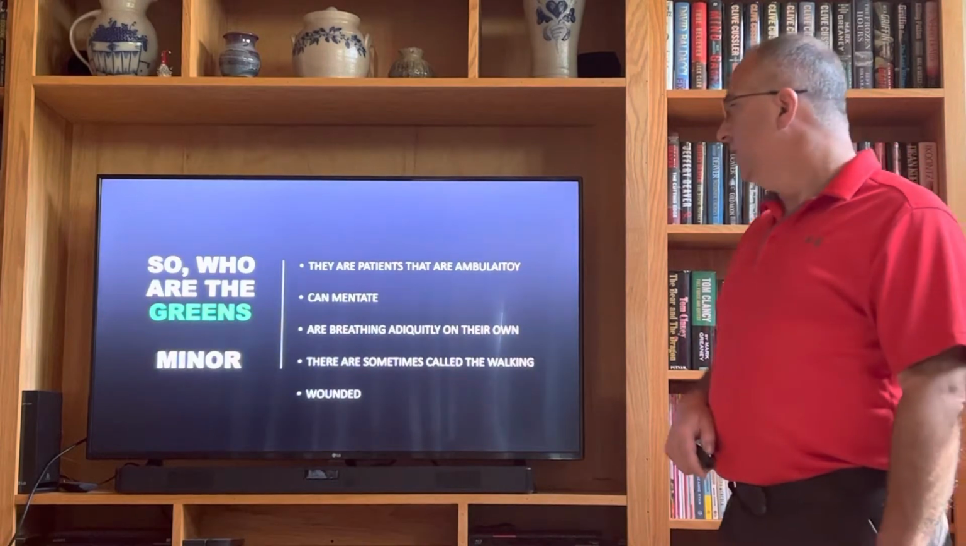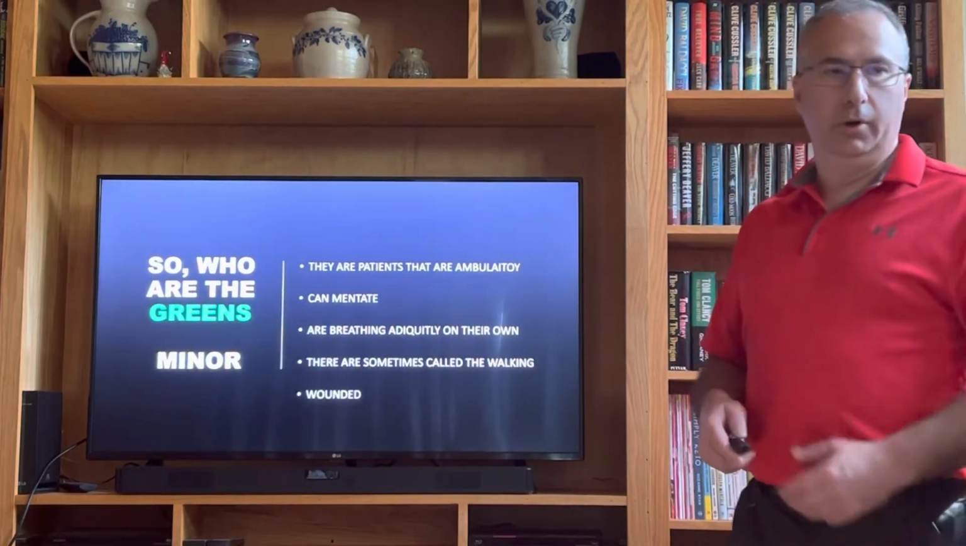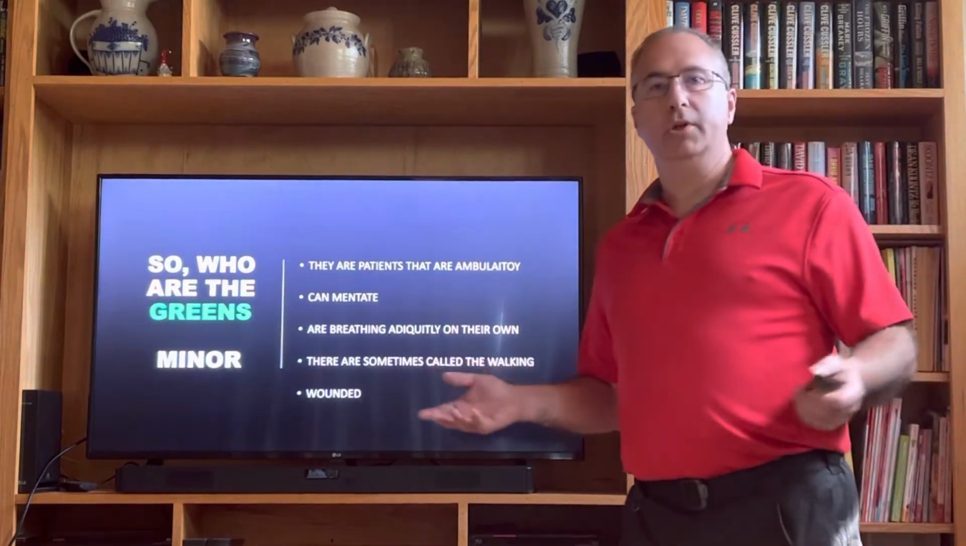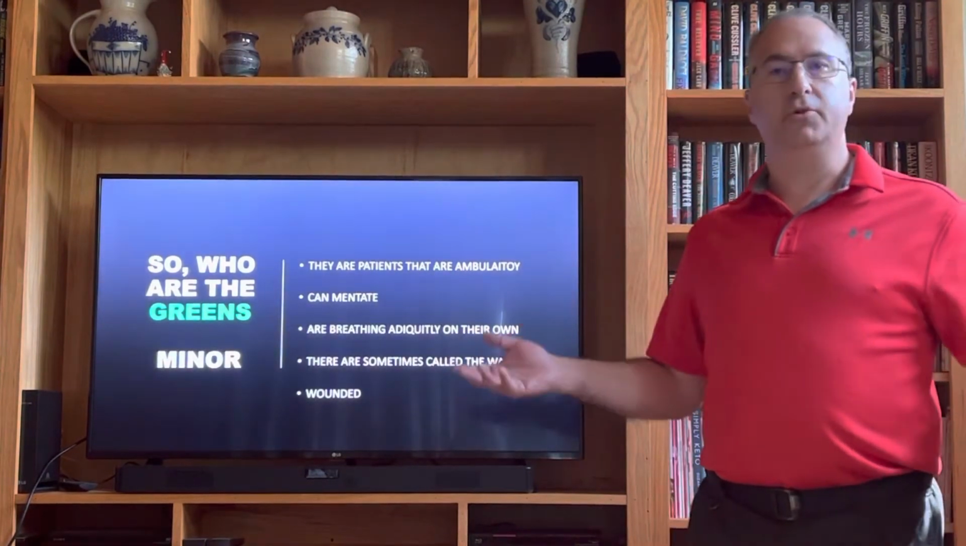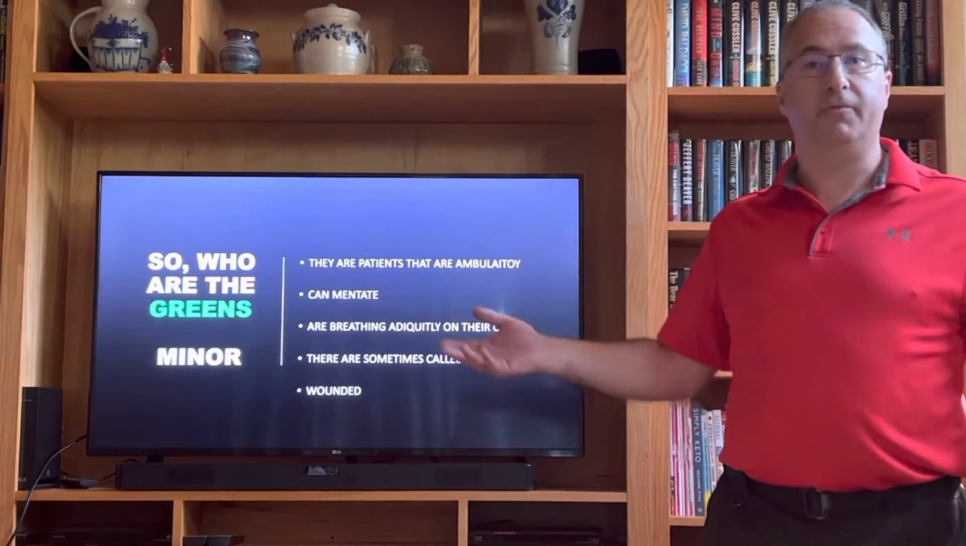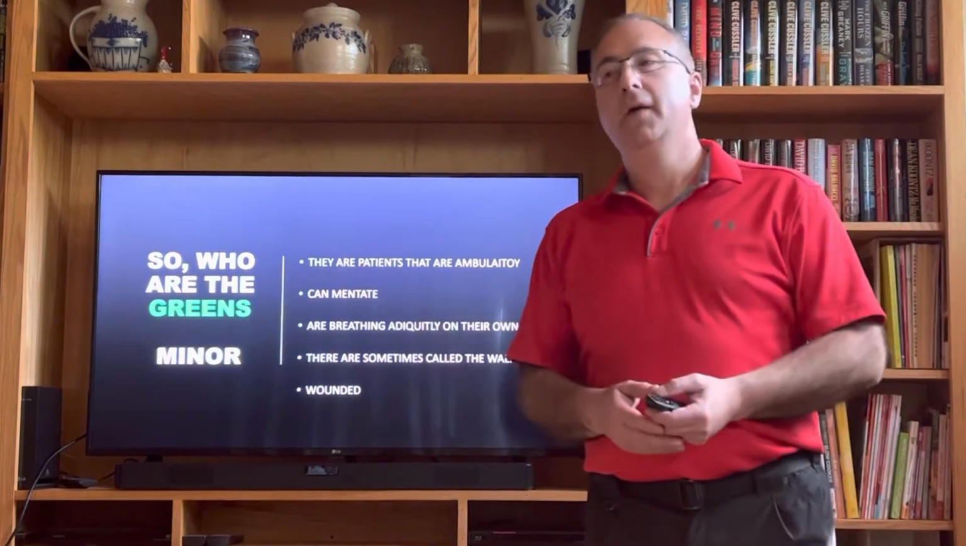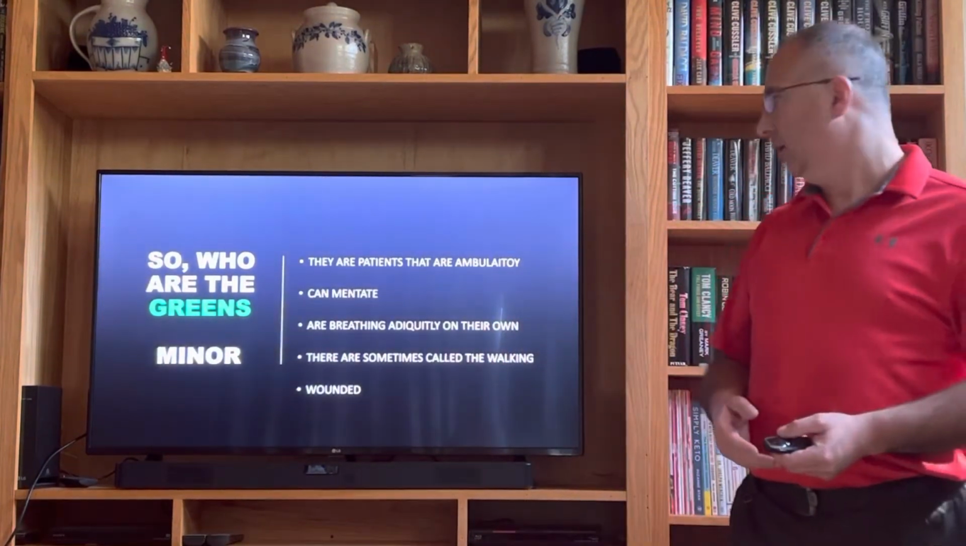So who are our greens? They're patients that are ambulatory. How many of you have been taught that when you approach a mass casualty incident, one of the first things you should say is, if you could stand up and follow me, come with me? That's how we determine some of our greens to begin with.